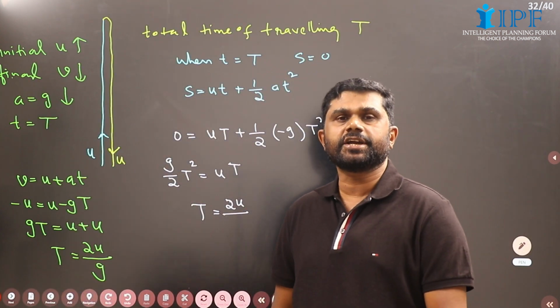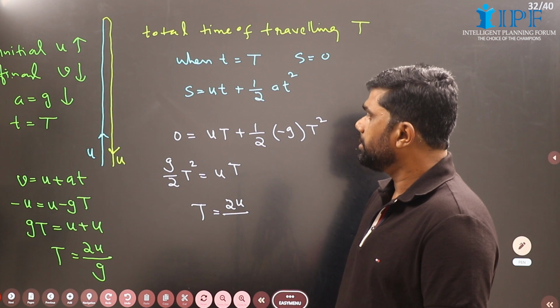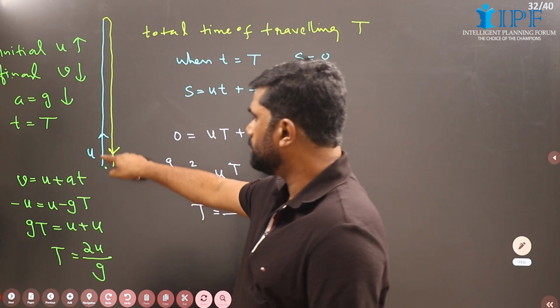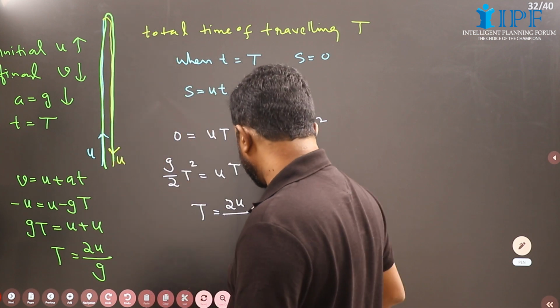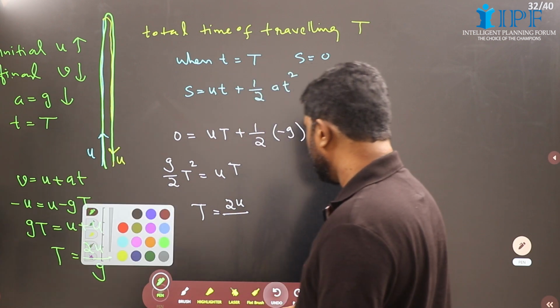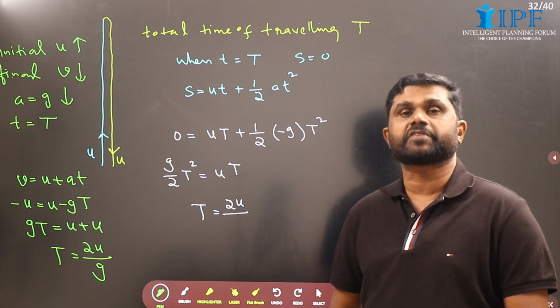Now this is case 2 of motion under gravity. Here the body is projected vertically up with an initial velocity u. Here it is projected with a velocity u and it returns to the starting point after a time capital T. We have to find the total time of travelling.